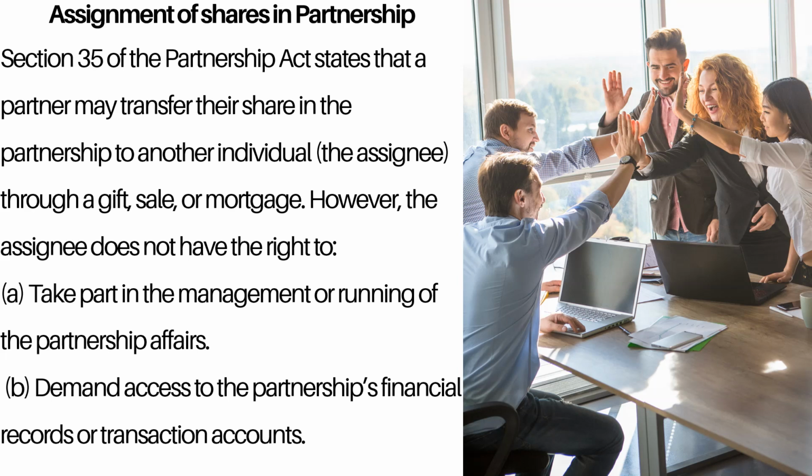Now, in partnership also, as we move forward, we have what we call assignment of shares in partnership. And we are noting Section 35 of the Partnership Act. Remember, we are also making reference to the Partnership Act, a law that has been enacted in Kenya. It now goes ahead and states that a partner may transfer their share in the partnership to another individual. And that individual, we are noting, is called the assignee. And this transfer can happen through a gift, a sale, or a mortgage.